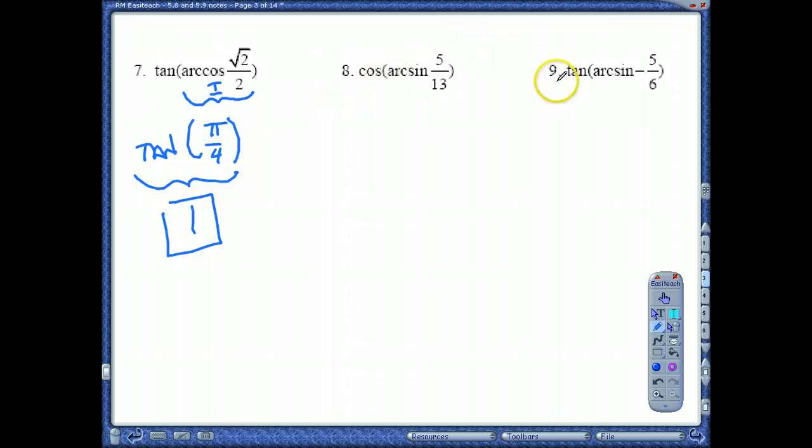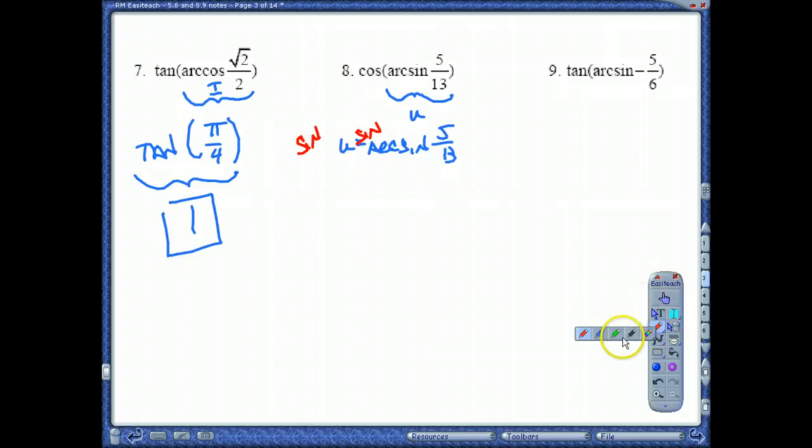Now on problems like number 8 and number 9, these are not going to give us special angles. So what we'll want to do is find this answer by using my triangles. We're going to let this be u. So u is equal to arc sine of 5/13. Well, we're going to sine both sides because we want to work in a triangle. So if we sine both sides, sine and arc sine cancel each other out. So I end up with the sine of u is equal to 5 over 13.